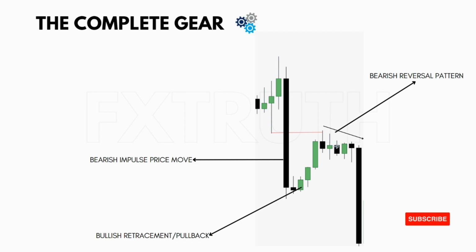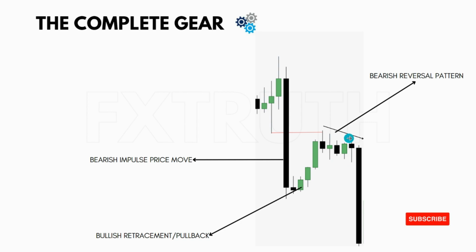Now the last but not the least, and one of the most important parts of this gear strategy, is the reversal pattern, the bearish reversal pattern. And you can see right here, what we have here is the bearish reversal pattern, and this is the failure swing. So this is a particular high. So this high failed to take out this particular high right here. You can see the divergence to the sell side.